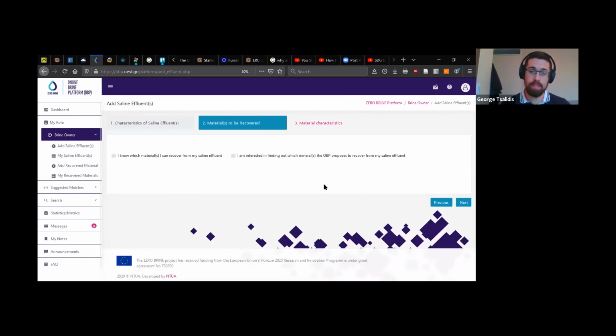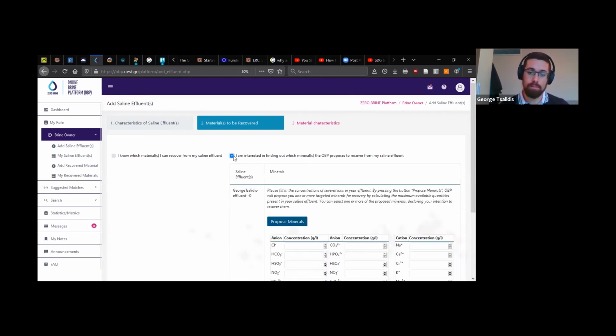So if I press next, the platform will give me 2 options. I already know what materials can be recovered, or I'm interested in which materials can be recovered based on the brine composition that I have. So let's start from the second. Let's say that I know the brine composition, but I am not certain about what minerals exist in my brine.